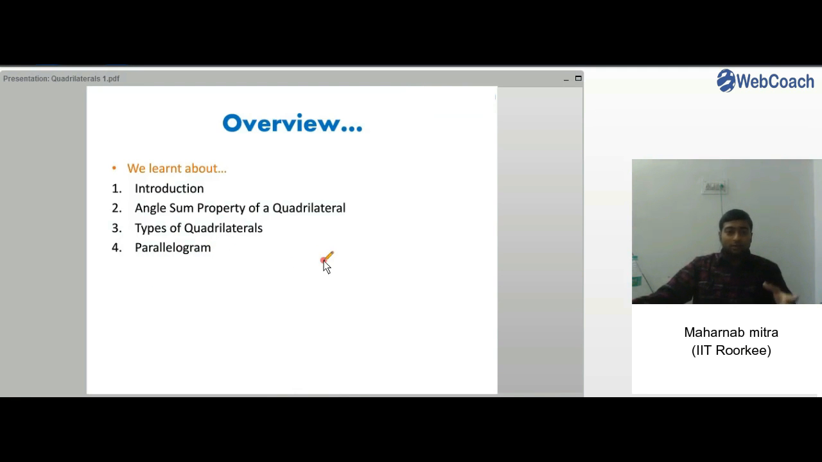So in this class we have learnt about the introduction, basic concepts based on quadrilaterals, different terms used, and also we have seen the angle sum of a quadrilateral, which is 360 degrees, right? Because a quadrilateral has two triangles joined back to back. We have seen different types of quadrilaterals like the trapezium, parallelogram, rectangle, square, rhombus, and finally kite, right? And we have learnt a lot about the parallelogram, and we will continue with this topic in the next class, and we will move further to end our topics.